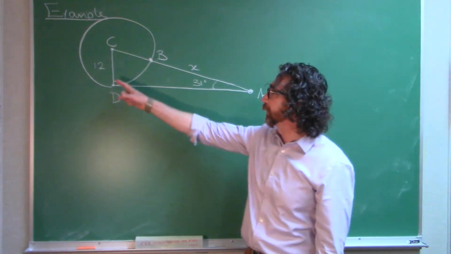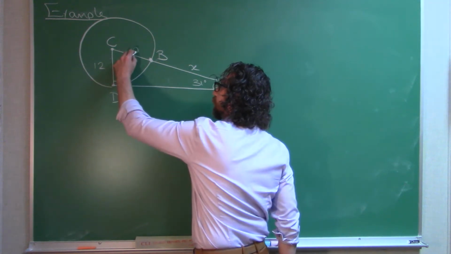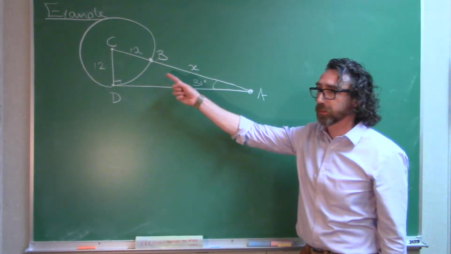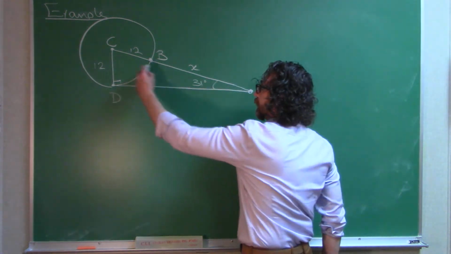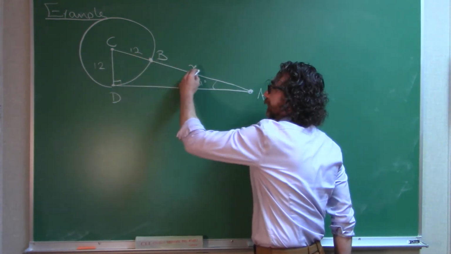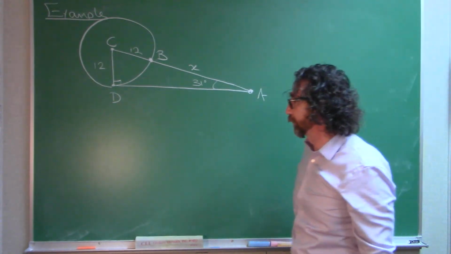So in this example, they tell us that the circle is radius 12. That means this is 12 and this is 12. They want us to find x. Well, I'm interested in the hypotenuse. x is part of the hypotenuse. The hypotenuse is x plus 12.